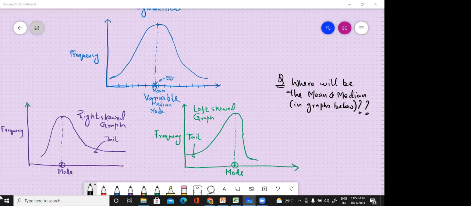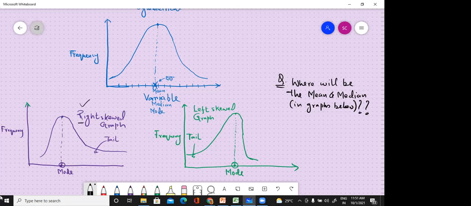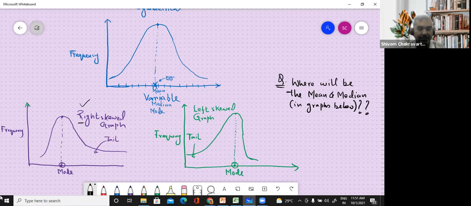Towards the right or towards the left? Which graph are you talking about, the right skewed graph or the left skewed graph? Yes, the right graph. For the right skewed graph, which is on the left. Sorry, okay, I should keep that in mind. The right skewed graph we have drawn on the left. So this left one, which is right skewed.